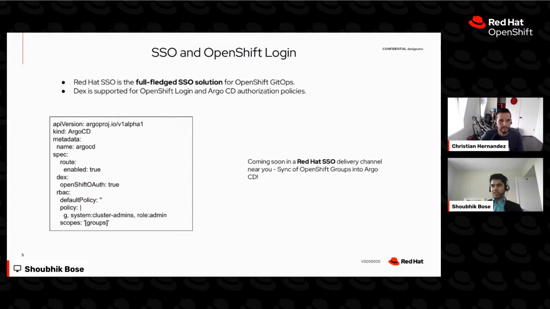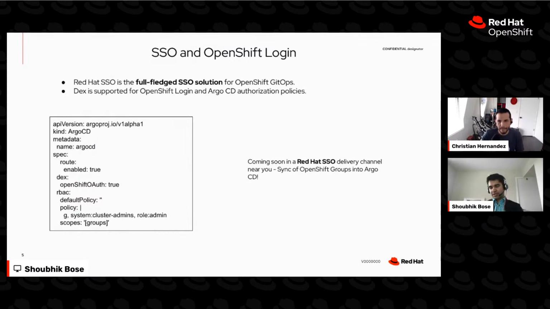This time we added support for Dex only for the OpenShift login bits. A quick disclaimer: do not use Dex for purposes other than OpenShift GitOps login and authorization with OpenShift. That's my disclaimer. Asterisk, right? Yes, you can use it, but only with OpenShift GitOps.